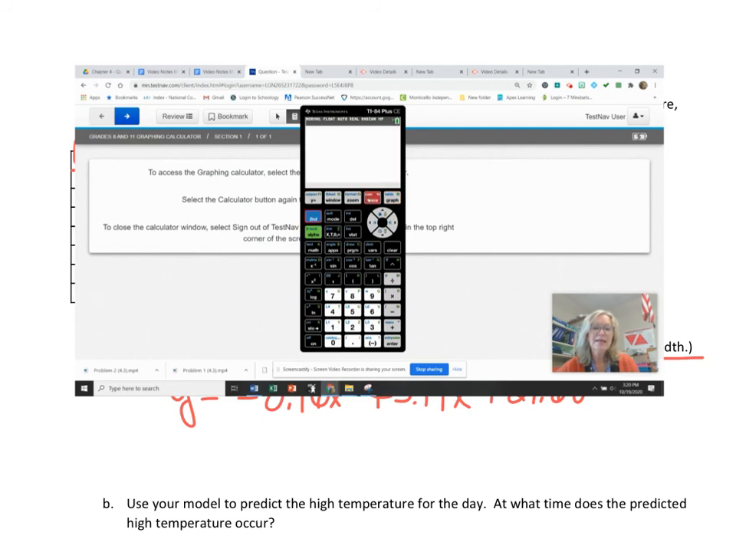I'm going to go to second calc and select maximum number 4 and answer the questions. Left bound, I just need to be on the left-hand side of the top of that curve, hit enter. Right bound, then I need to move my cursor to the right side of the top of the curve, hit enter, and then guess, hit enter again. So I get an x value of 16, which is 4 p.m. with a temperature of 62.88, or 63 degrees, or 62.9 degrees.